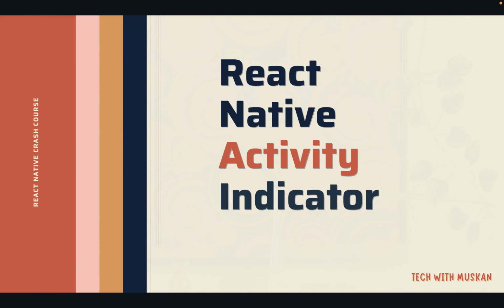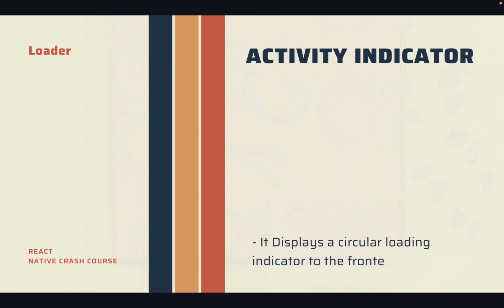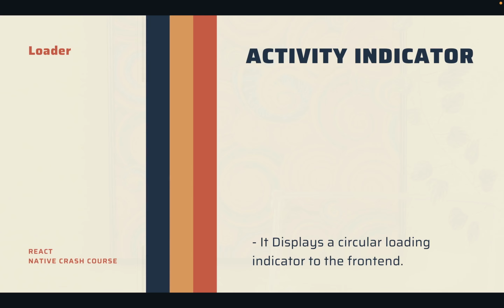Today we will learn about React Native Activity Indicator. So Activity Indicator is the default inbuilt component from React Native. It displays a circular loading indicator to the front end. Before displaying server data, the application has to first inform the user that data is on its way, so that it gives a better impression to users.